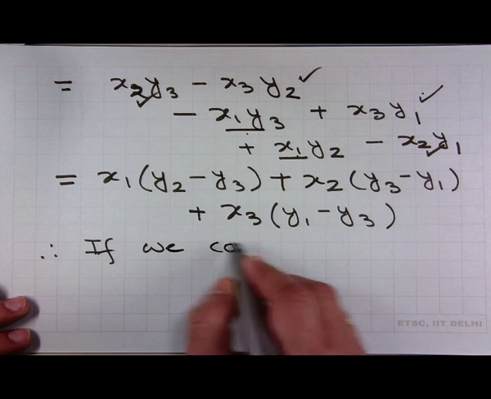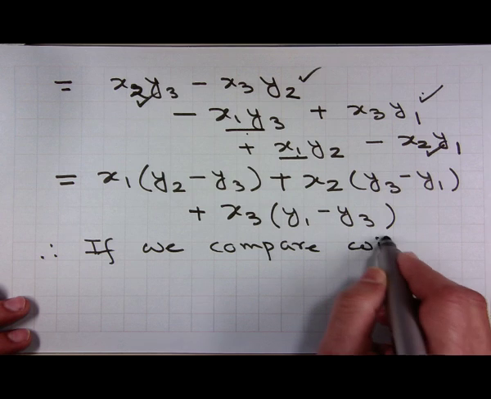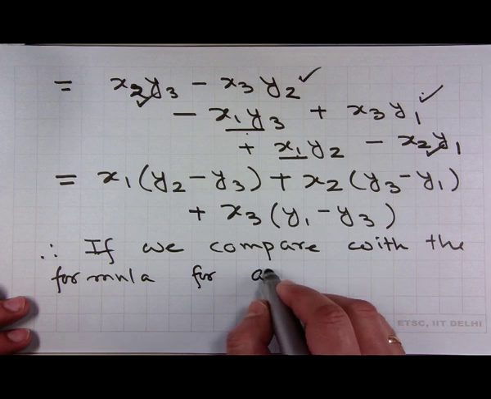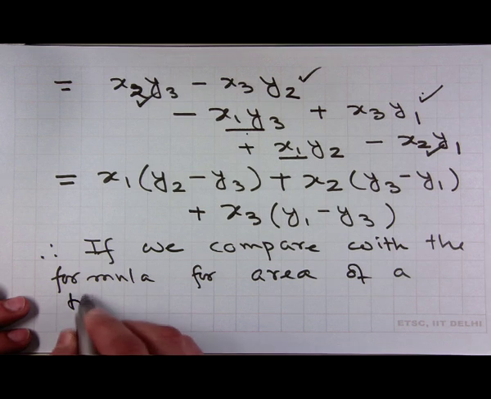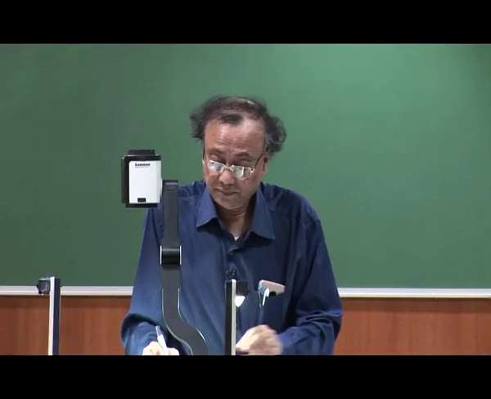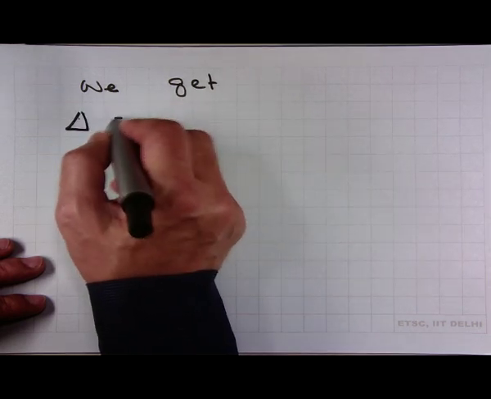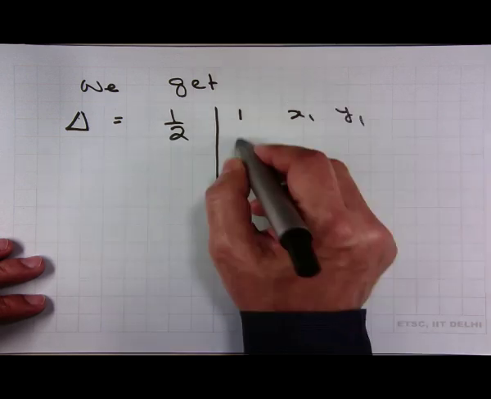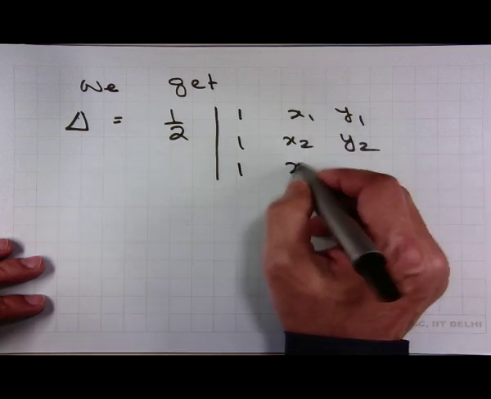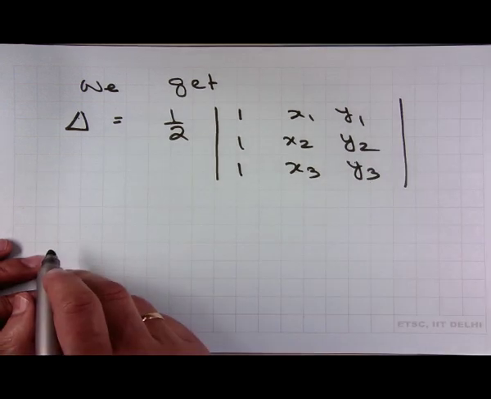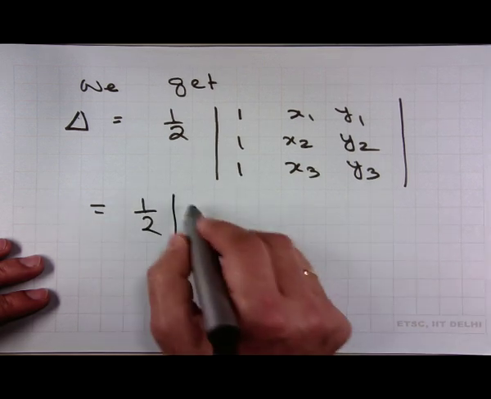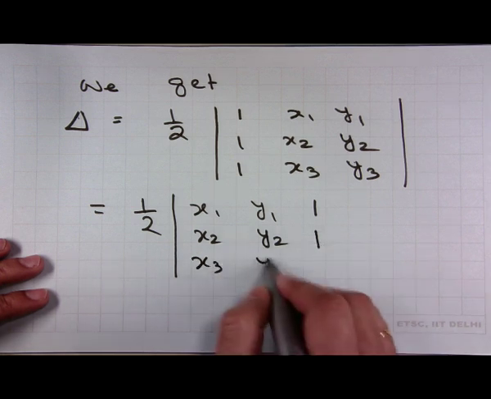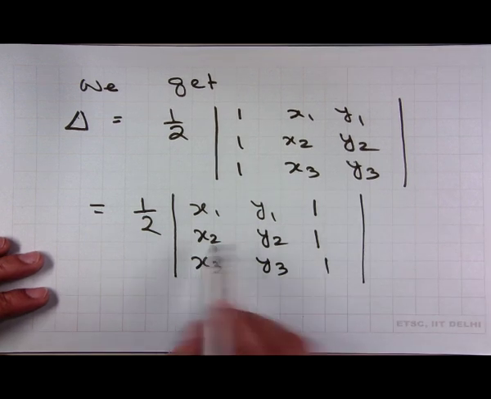Therefore, if we compare with the formula for area of a triangle, we get that area is equal to half of the determinant of the matrix 1, x1, y1; 1, x2, y2; 1, x3, y3, or it is the same as half of the determinant of x1, y1, 1; x2, y2, 1; x3, y3, 1. In some books you may get it like that.